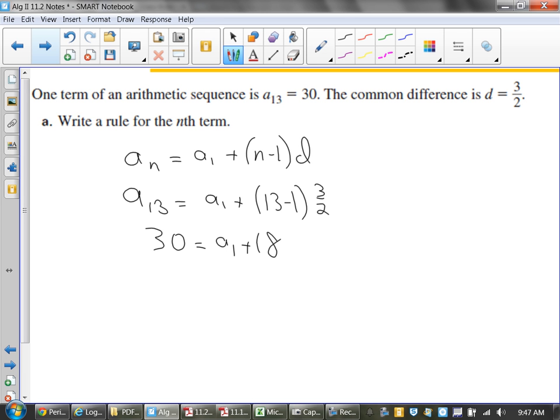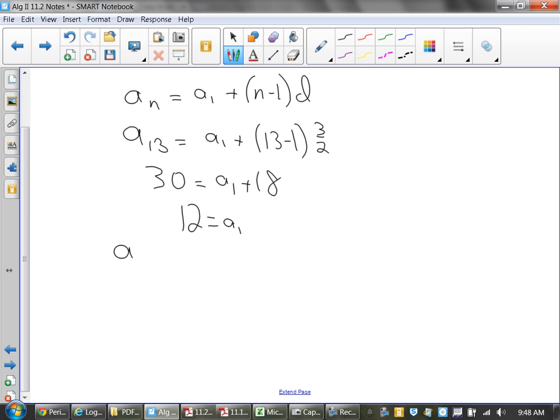Which allows you now to figure out what your first term is. What's your first term? 12. But are you done? You have to write the rule. Once you figure out your first term, you know what your difference is. You just go back to the original equation and you resubstitute it. Some of these problems will take a couple of minutes to go through, just because you have a couple of parts.